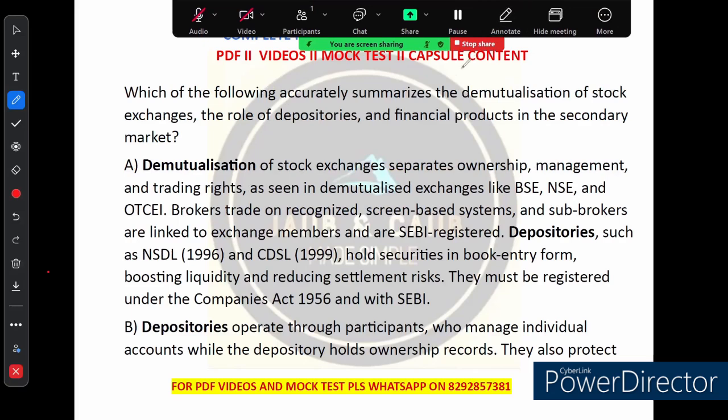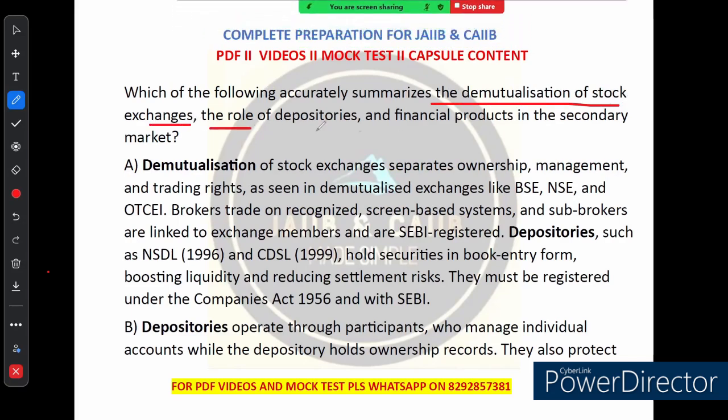Next question is, which of the following accurately summarizes the demutualization of stock exchanges and the role of depositories and financial products in the secondary market? Option A says demutualization of the stock exchange separates ownership, management, and trading rights, as seen in the demutualized exchanges like BSE, NSE, and OTCEI. Correct. It separates ownership and management. Examples include BSE, NSE. Now the broker trades on a recognized system and sub-broker on a SEBI registered system. Actually it is correct. Now the depository institutions like NSDL and CDSL hold securities electronically. They boost liquidity, reduce settlement risk, and maintain accurate records of ownership. And the next thing comes regarding the financial products in the secondary market.